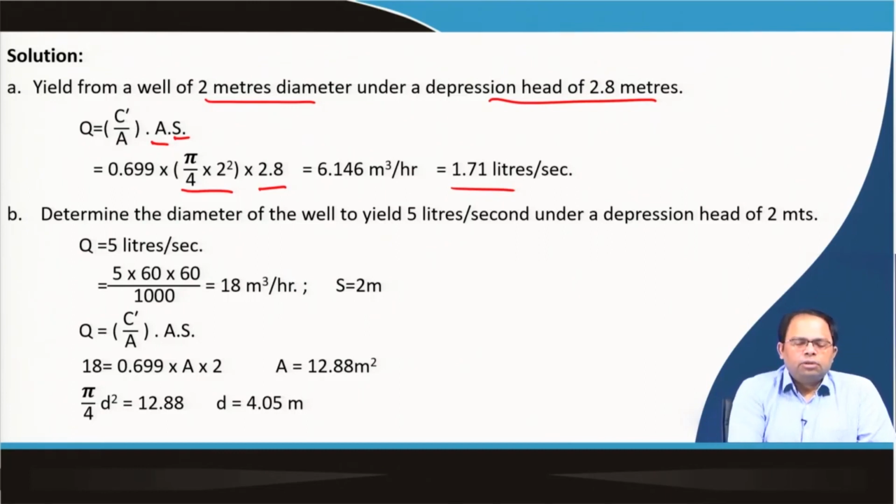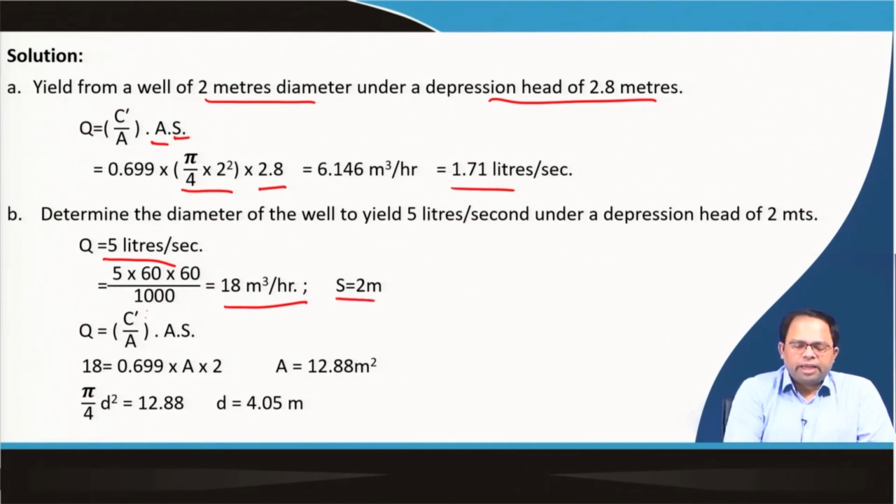And if I want to have a yield of 5 liters per second, obviously I will have to have a bigger diameter. So, I can solve it in this way: 5 liters per second I convert first into meter cube per hour, which comes to around 18 meter cube per hour. I do that by multiplying with 60 into 60, seconds into minutes, and dividing by 1000, because liters to meters has to be divided by 1000, and S2 value is 2 meters.